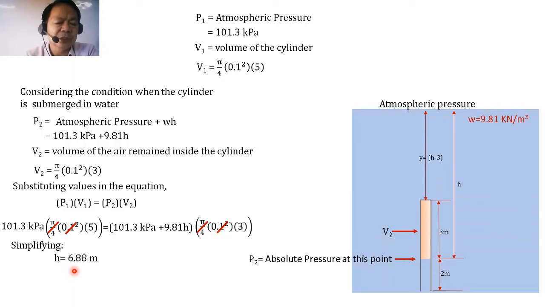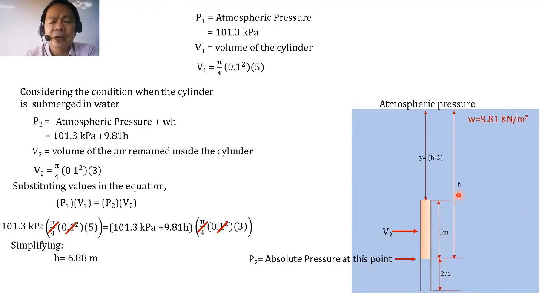6.88 meters. So after we have solved for this h, take note that this h is the height of the water up to this level, the depth of water up to that level. But if we will be looking for the value of y, or the depth of water from the water surface to the top of the cylinder, therefore we have to consider subtracting this height of the air inside from the value of h.